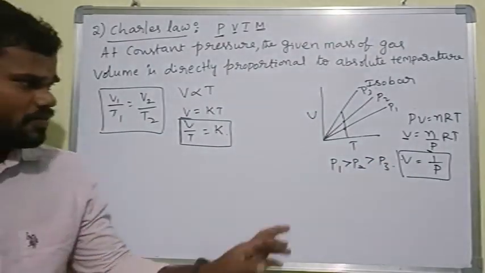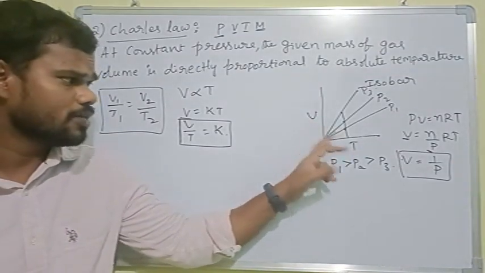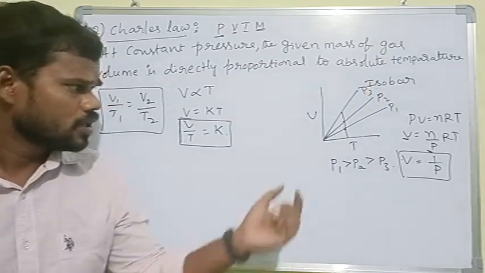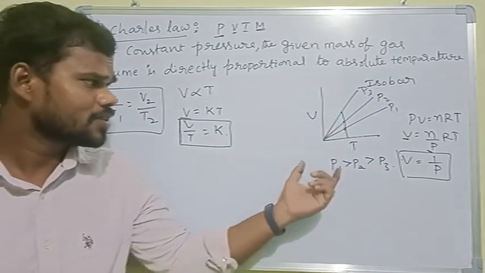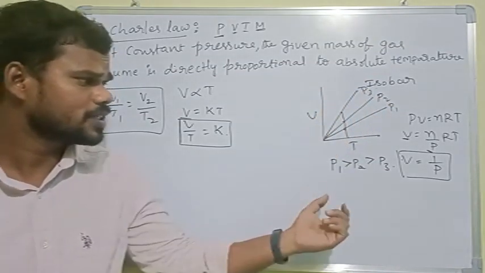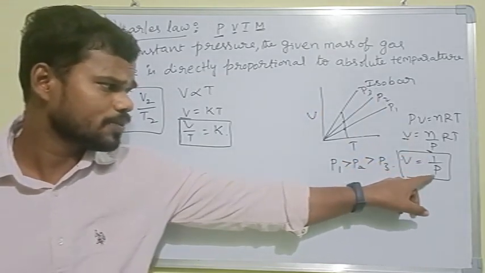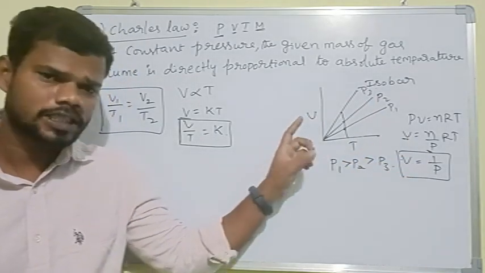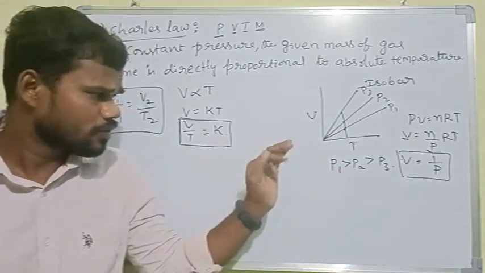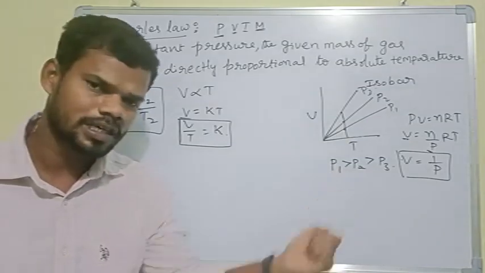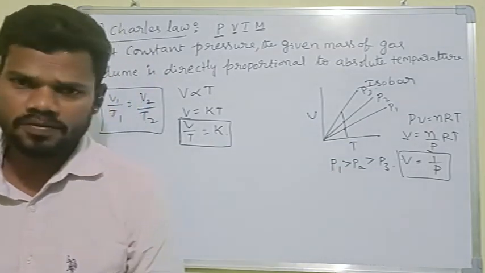Generally the graph is drawn between pressure and volume, and temperature at constant pressure is nothing but an isobar. If two or more gases are there, what is the correct order for the pressures? According to the ideal gas equation, V is inversely proportional to P. So if volume increases, pressure decreases, and if volume decreases, pressure increases. This is the correct order for the given graph.